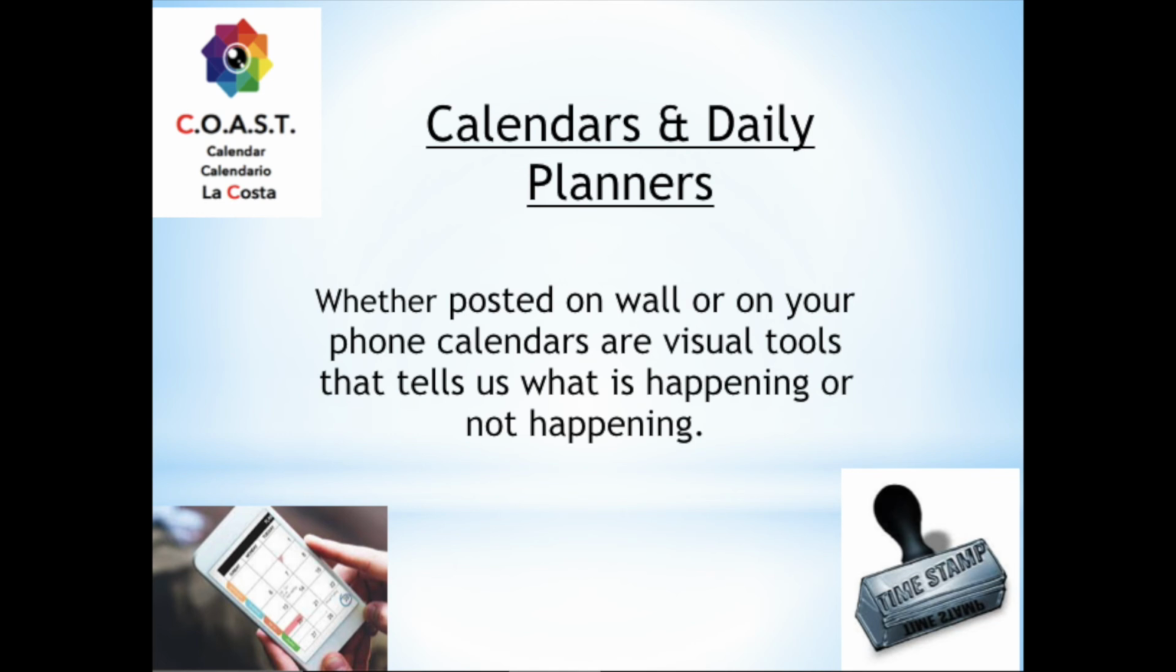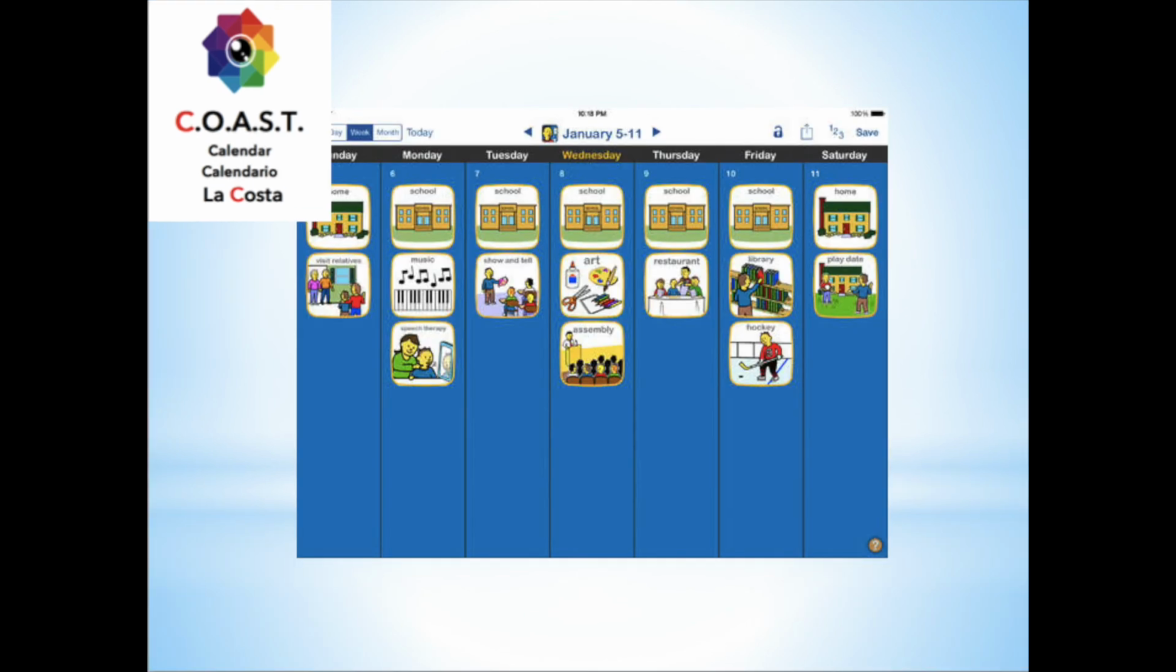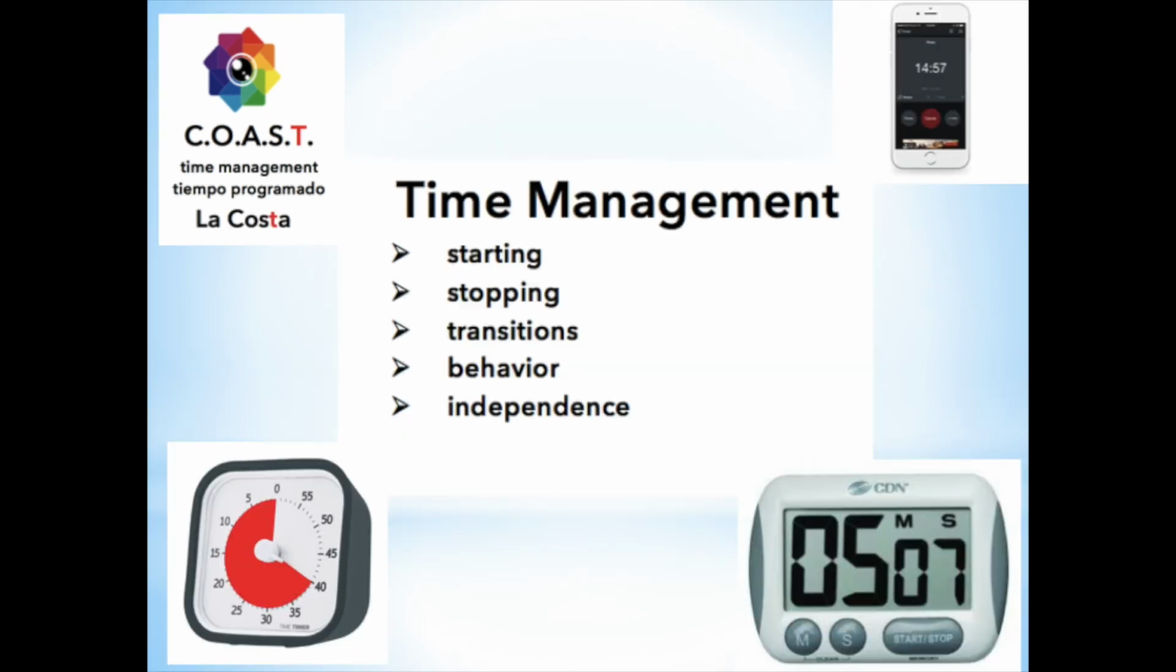In school, we talk about calendars. C is for calendar. We talk about the calendar all the time. We have daily calendar routines. If we use them in school, we encourage you to use them at home. Did you know that there are even interactive calendar apps? Check them out. Lastly, the T in COAST is for time management.